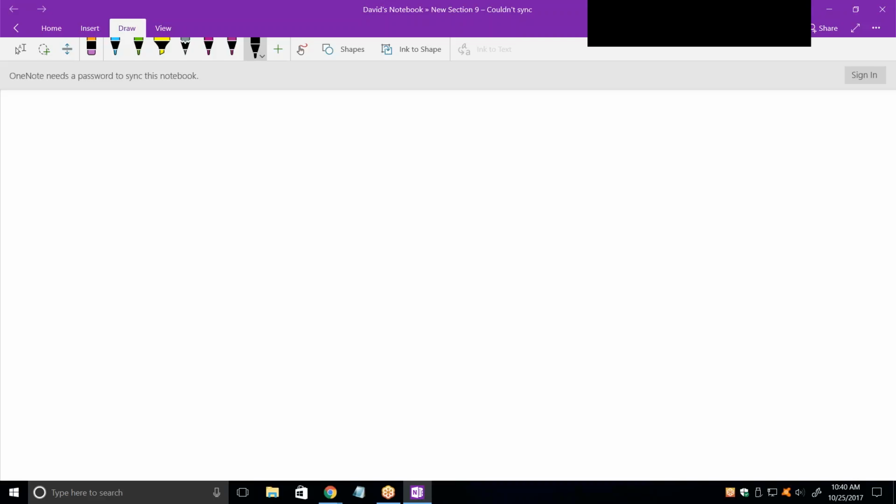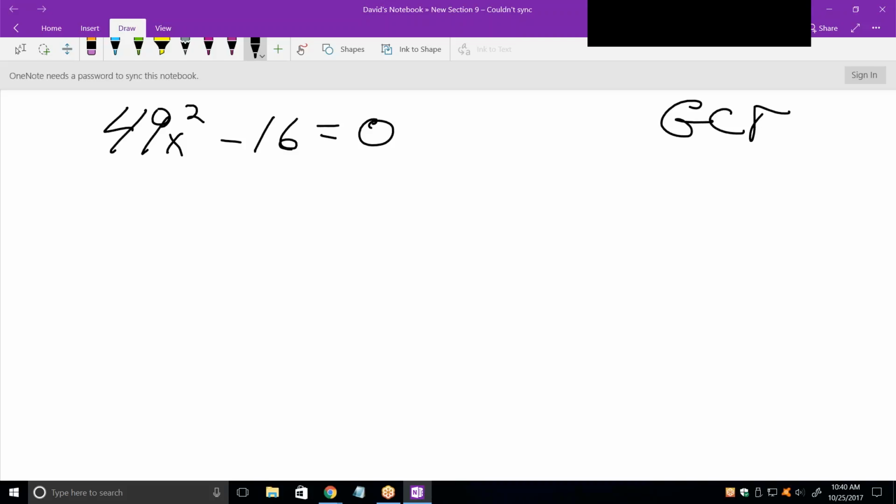The next problem we have is 49x squared minus 16 equals 0. Notice how this thing's flashing back and forth. Is there a greatest common factor? It doesn't have one, does it? No, doesn't. We'll put an X next to that. Is it dopes? Difference of perfect squares? Yeah, that one would be it, wouldn't it?